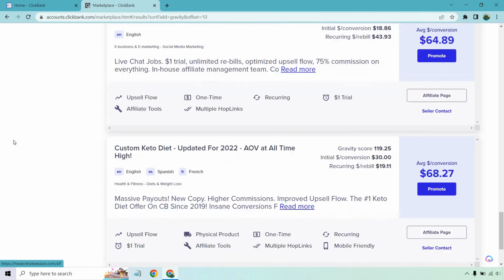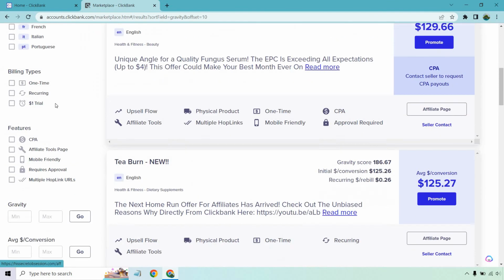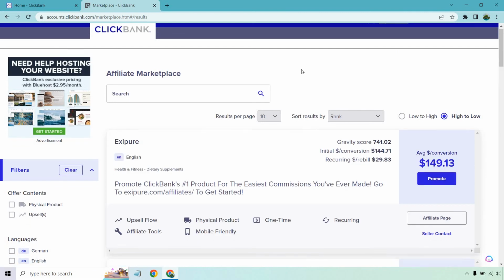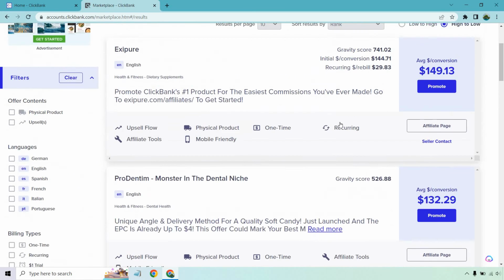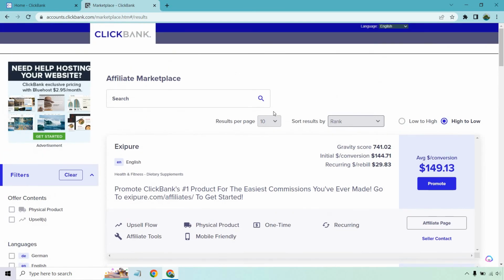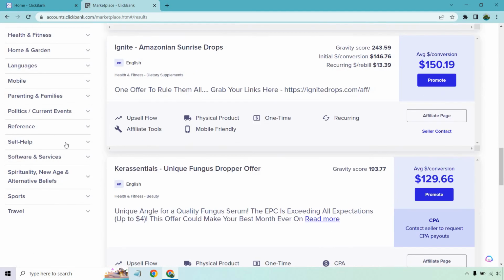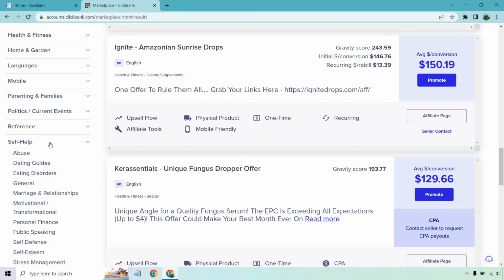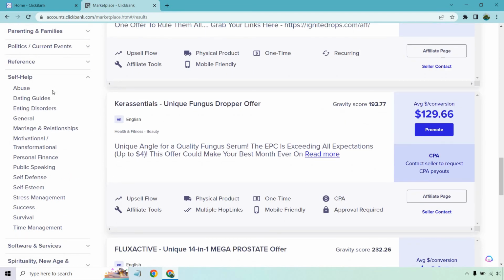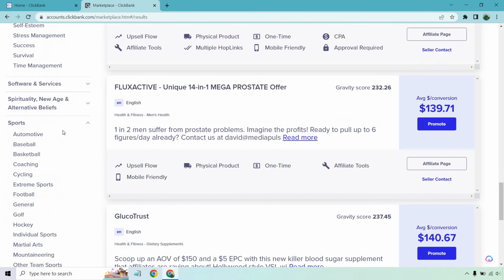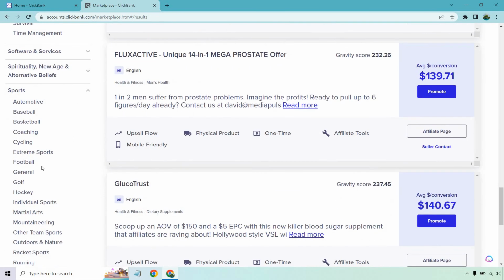That's the thing. Okay. And last but not least, I do want to talk about how you can sort in other ways. So there's going to be categories. You can click on browse all. This is just going to be all, like what we did before. I think we're just ranking by rank. But if we want to find something a little bit more niche down, you'll see they have a lot of different aspects here. If you go to self-help, you're going to see there's a lot more in there, like dating guides, marriage and relationships. Those are a really big one. Even self-defense, software. I like sports, very big on golf. Used to be very big on golf and a lot of other sports.